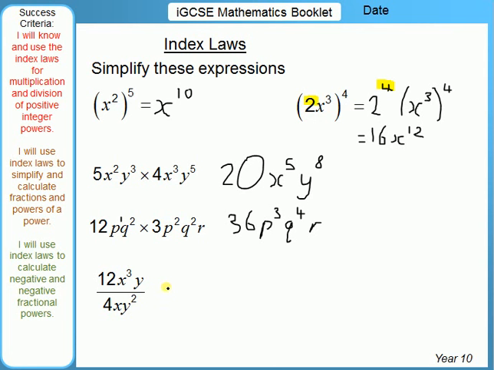Okay, and we approach this in the same way. So 12 divided by 4, that's equal to 3. X cubed divided by x to the 1, that's x squared. And careful on this part. Y to the power of 1 divided by y to the power of 2 is y to the minus 1.